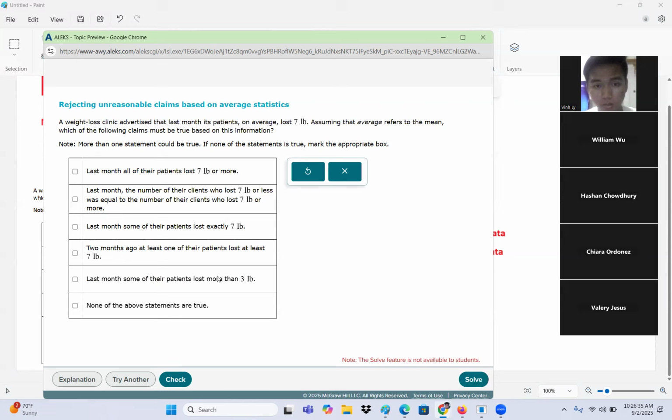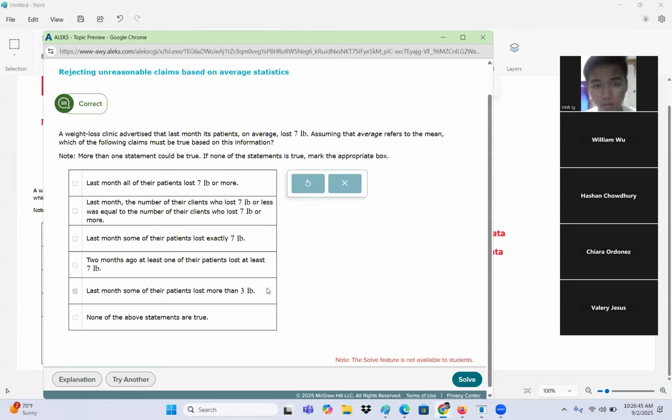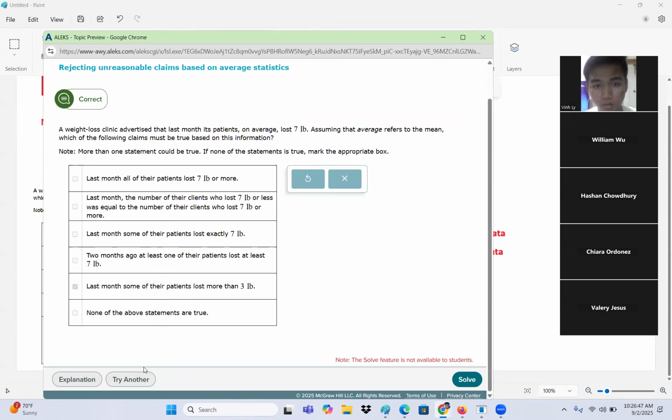Last month, some of the patients lost more than 3 pounds. So whenever you see something like this, it should be the correct answer. Any questions? If you don't see something like some of them have a value less than the average, that is not a correct answer.